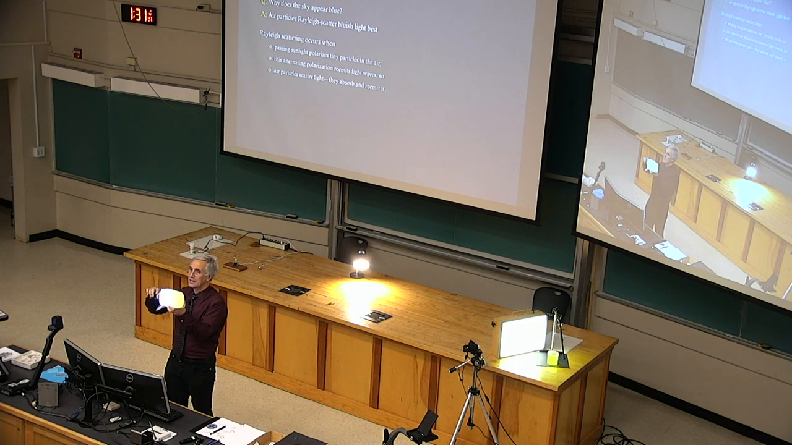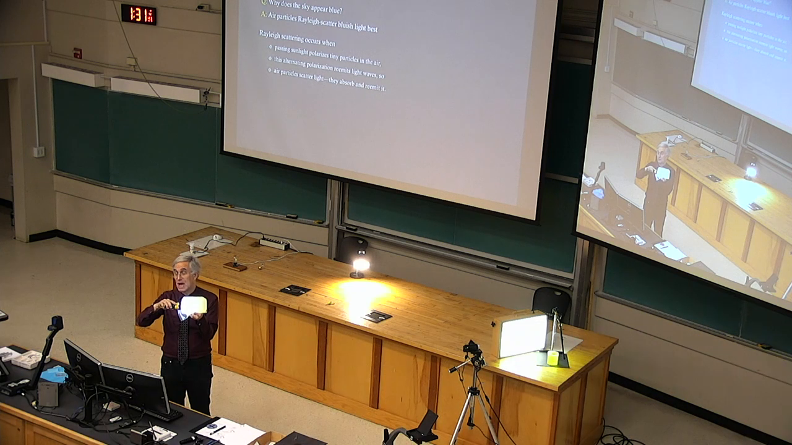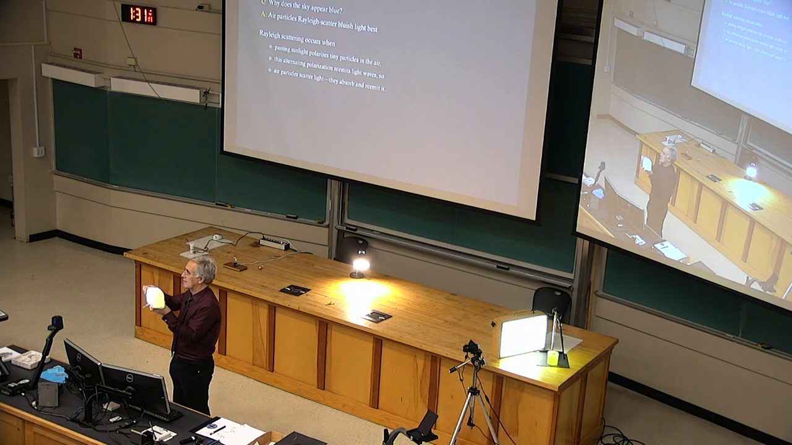The blue light gets preferentially scattered towards your eyes because it's the shortest wavelength, and the particles, which are tiny, small on the scale of light, are best at scattering that. They make decent antennas for it. The red light, not so much.